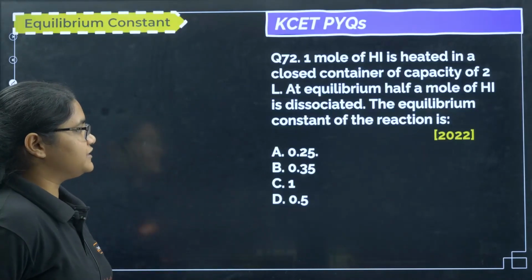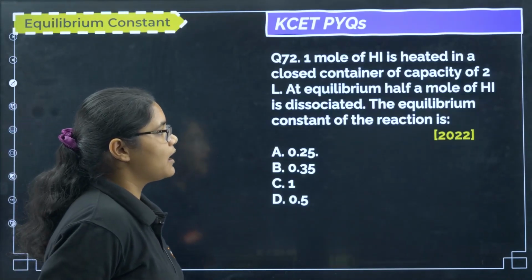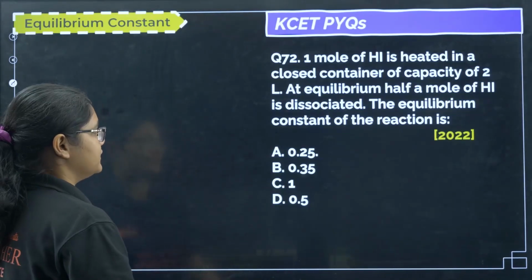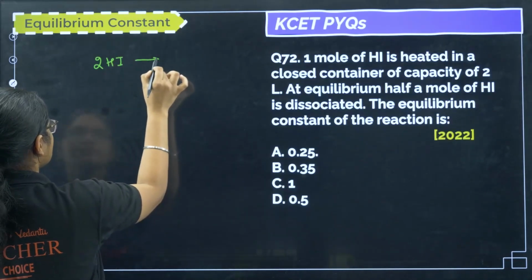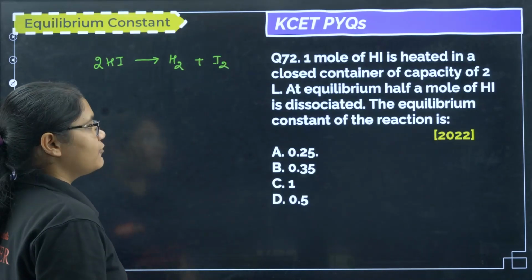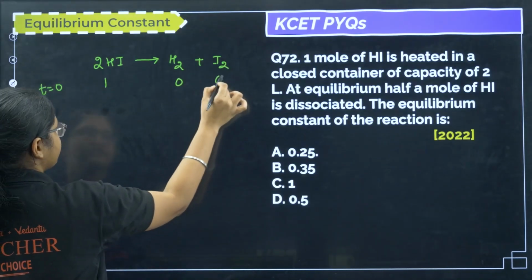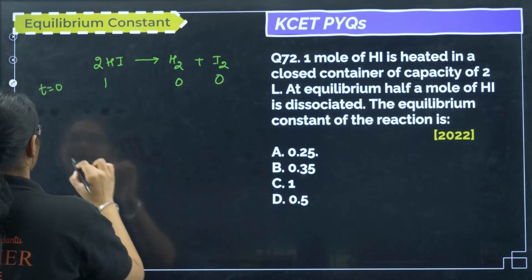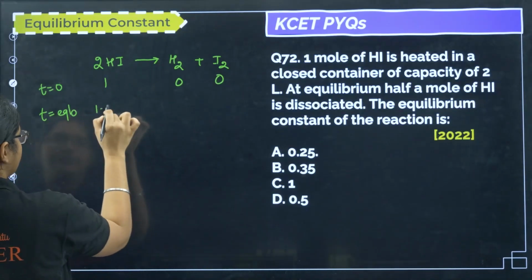Next, 1 mole of HI is heated in a closed container of capacity 2 liter. At equilibrium, half a mole of HI is dissociated. The equilibrium constant of the reaction is. So if HI is dissociating, what will be the reaction? Okay, now 1 mole of HI is taken at t equal to 0. I have 1 mole of HI. Next, what will happen? At equilibrium, half a mole of HI has dissociated.